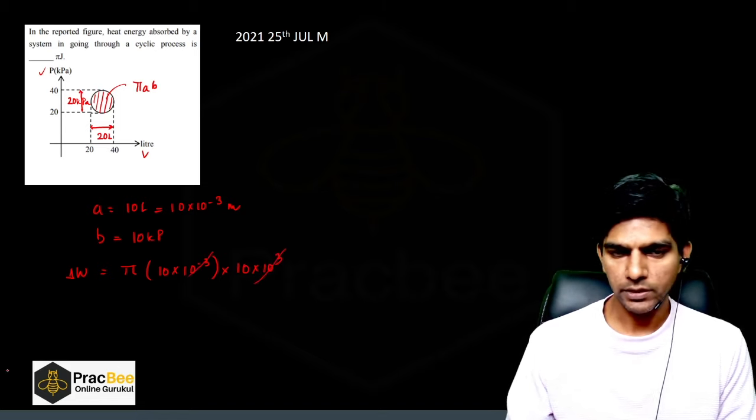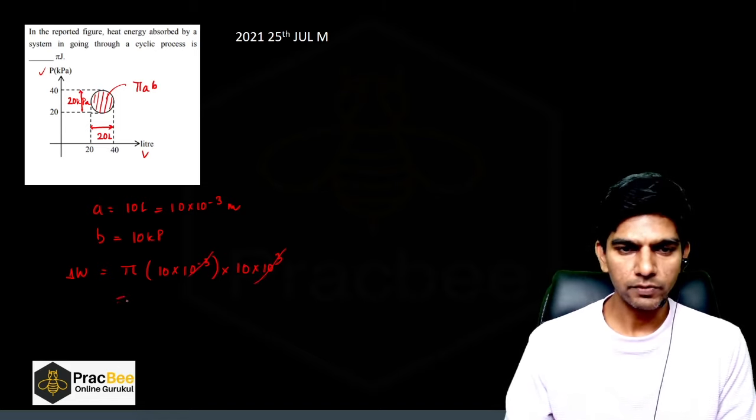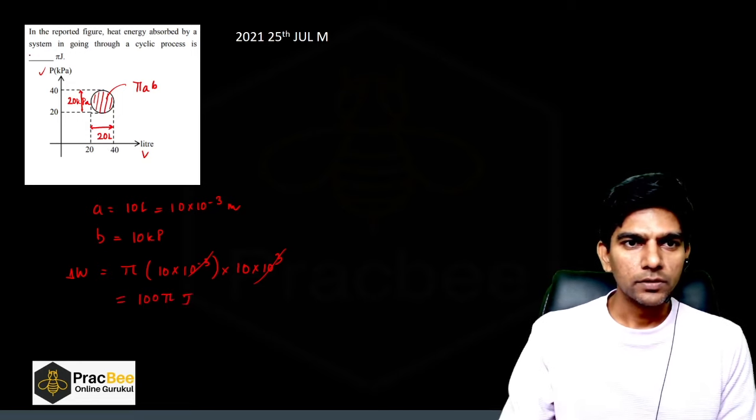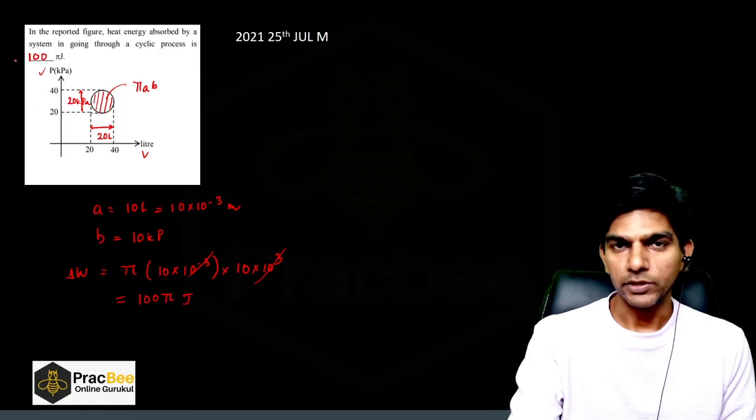So 10 raised to 3 will cancel out this 10 raised to minus 3, and we will get 100 pi joules, right? So 100 is the answer in this particular question.